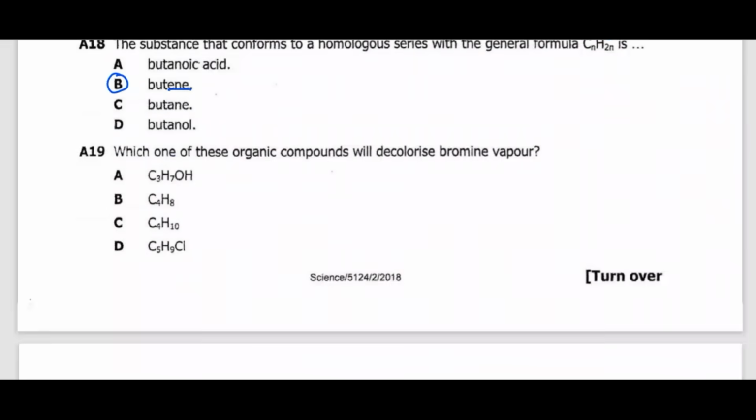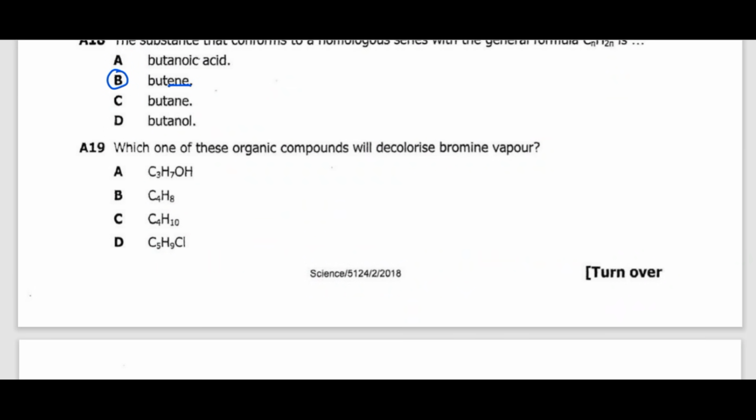Okay, so now we move on to question 19. Which one of these organic compounds will decolorize bromine vapor? The compounds that have the ability to decolorize it are alkenes. So we need to have an alkene. So from this, let's look for an alkene. This is an alcohol. This is propanol.